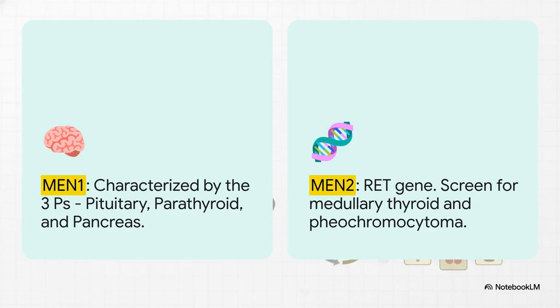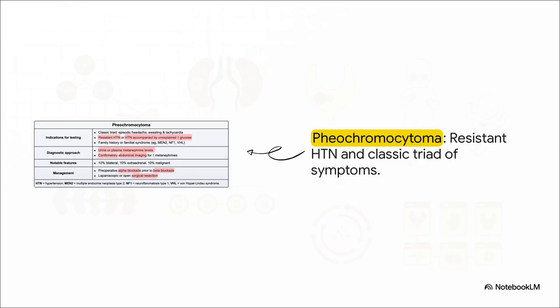Now, contrast MEN1's 3 Ps against MEN2. When you see MEN2, the clinical trigger you should immediately think of is the RET gene mutation. That should automatically prompt you to suspect and screen for medullary thyroid carcinoma and pheochromocytoma. Speaking of pheochromocytoma, you know the classic triad: episodic headache, sweating, and tachycardia. But on the exam, you need to test for it if you see resistant hypertension or hypertension paired with unexplained hyperglycemia. This is especially true if the patient has a familial syndrome like MEN2, NF1, or von Hippel-Lindau.